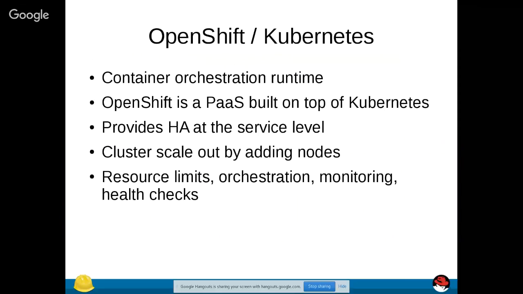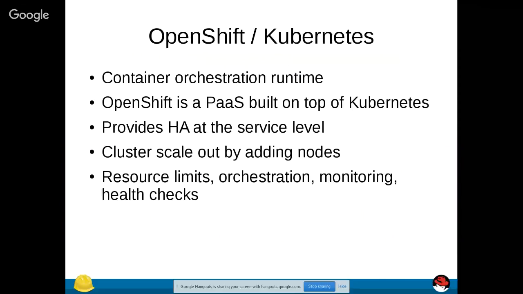OpenShift and Kubernetes, so they're an orchestration runtime. OpenShift is a platform as a service that's built on top of Kubernetes. And that's what we'll be targeting as part of this demo, OpenShift itself, not raw Kubernetes. It provides high availability at the service level. And you can scale out a cluster by adding nodes.